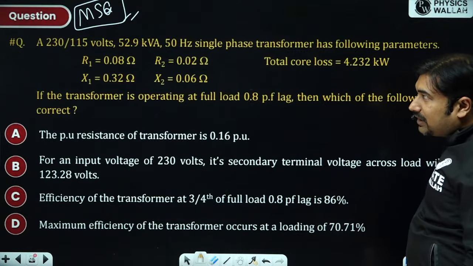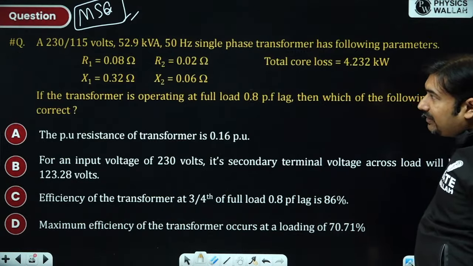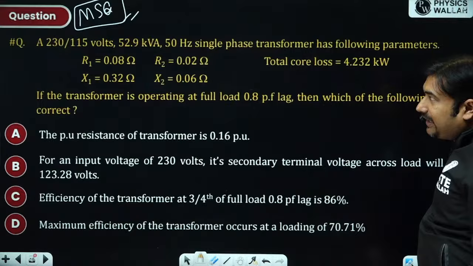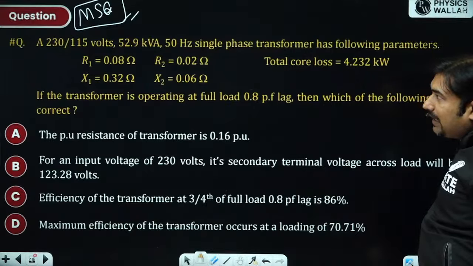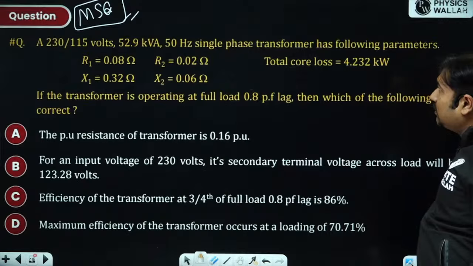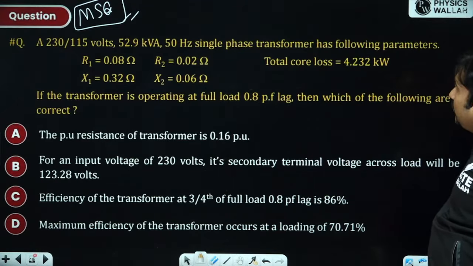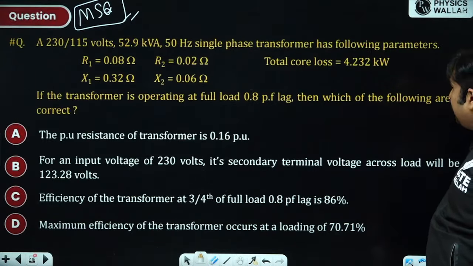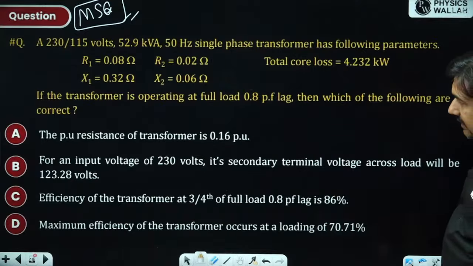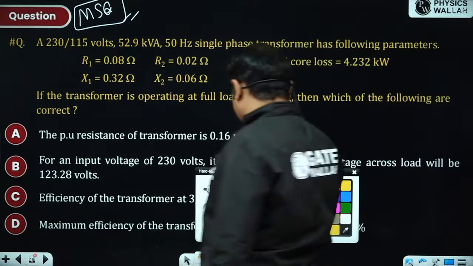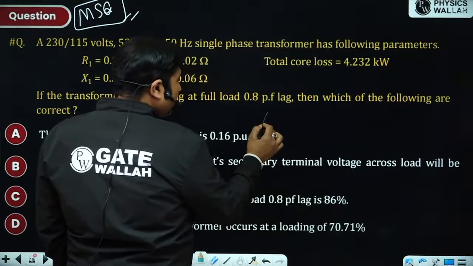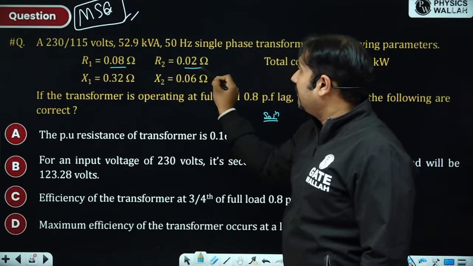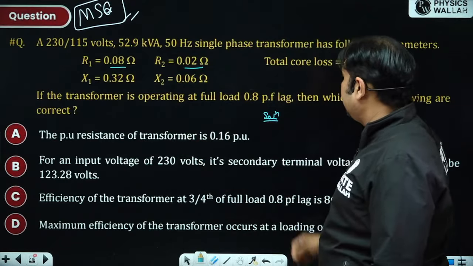Now please observe: a 230 volt by 115 volt, 52.9 kVA, 50 hertz, 3-phase transformer has the following parameters: R1 is 0.08 ohm, X1 is 0.02 ohm, X2 is 0.32, R2 is 0.06, total core loss 4.232 kilowatt. If the transformer is operating at full load 0.8 power factor lag, then which of the following are correct? Per unit resistance of the transformer is very easy to calculate. Start with this only. R1 is given, you can calculate R2 on the R1 side, and then you can take Z base.